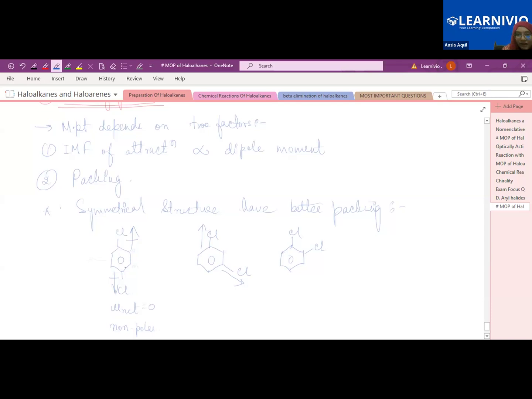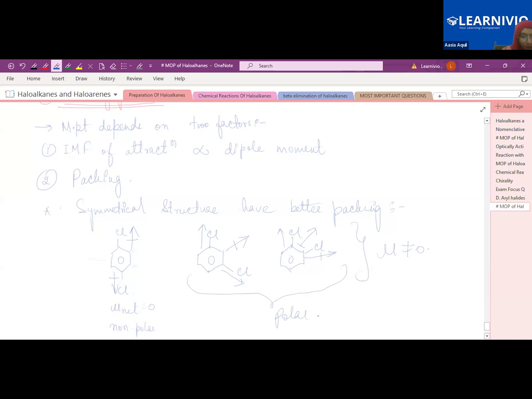Okay, these cancel out due to the symmetrical structure. But here you will get some net dipole moment; it should not be zero. Here it will not be zero. And similarly, in the case of ortho, the net dipole moment will not be equal to zero. So when the net dipole moment is not zero, these molecules are polar.